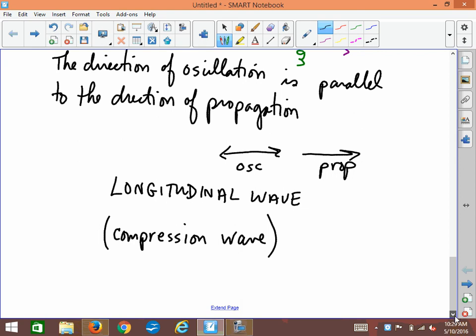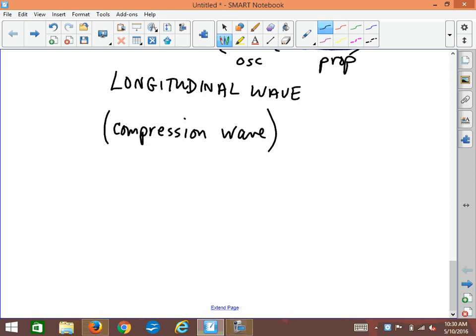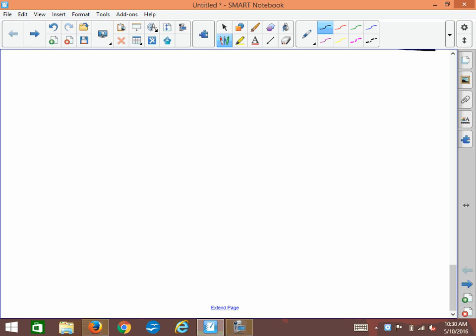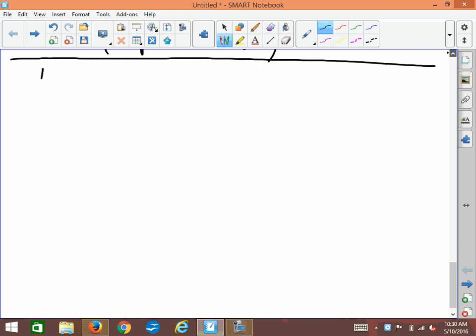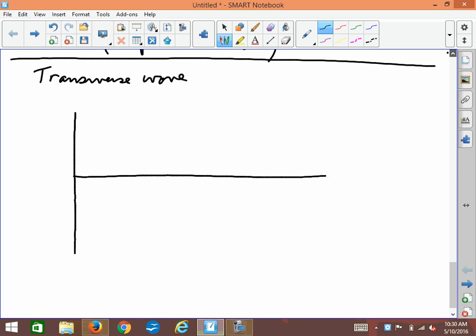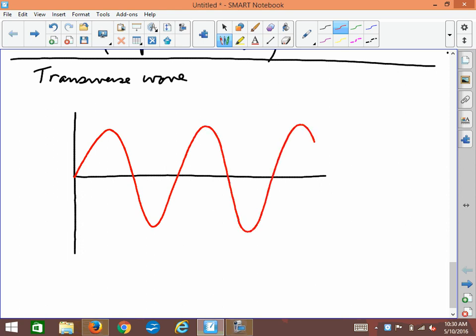Now what we're going to do to help you with that is draw some pictures to give you a visual. Visuals are always good. So let's draw a picture of a transverse wave first. Here is a transverse wave. So there's an axis, like a graph axis, and we'll superimpose on that a nice transverse wave. There it is. Okay?